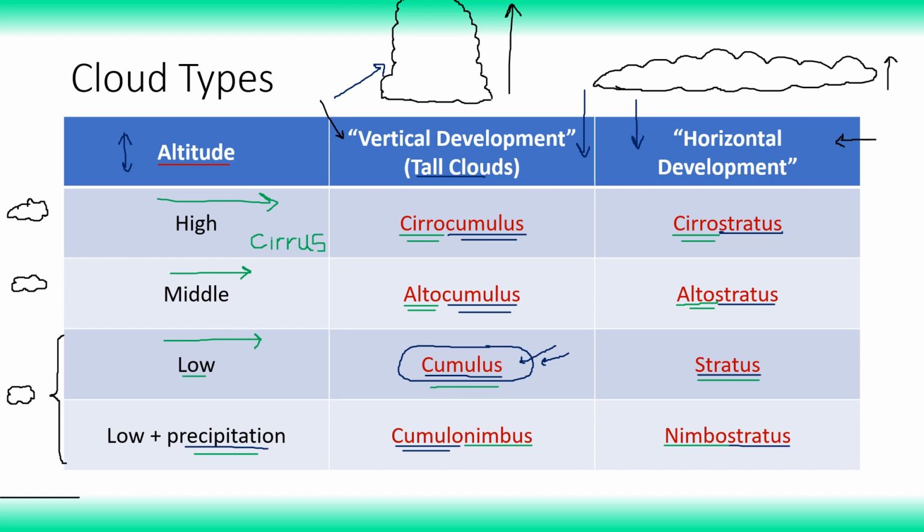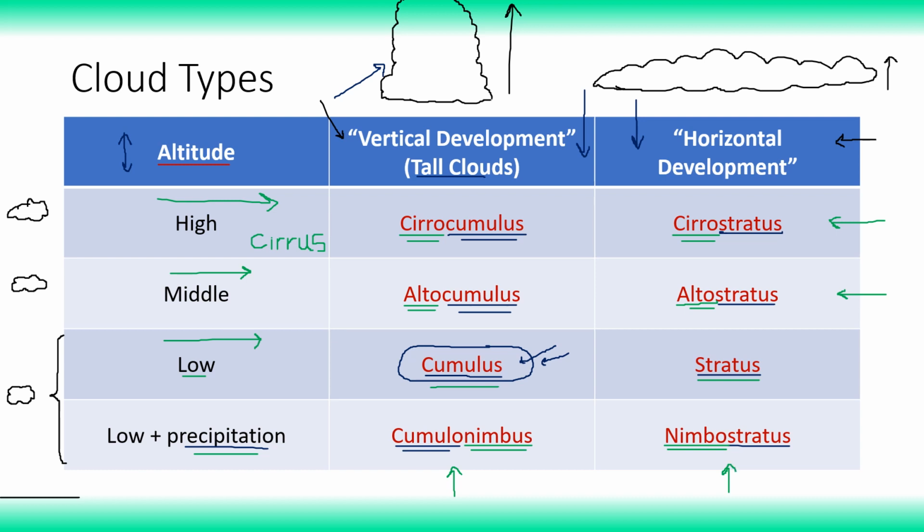So we can see that this is pretty much the same in both of them as well. So if you see nimbus or nimbo, that's telling you that there's precipitation. If you're seeing alto, that's telling you it's sort of a middle level altitude. If you see cirro, that's a really, really high altitude cloud. If you see cumulus, that means it's a tall cloud. And if you see stratus, that means it's a wide cloud. So that's sort of how these different names work.